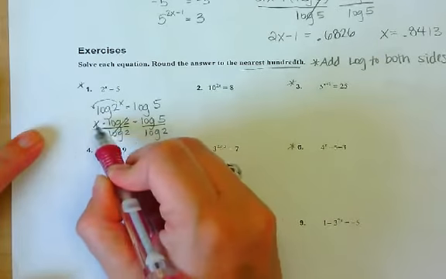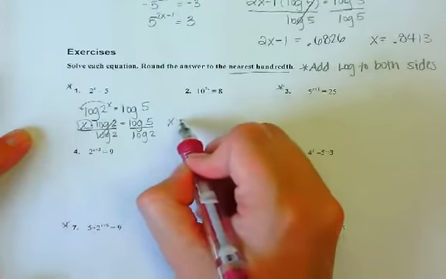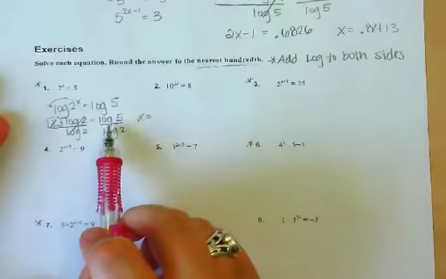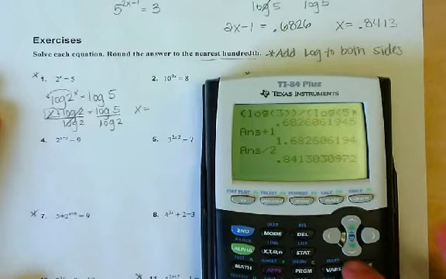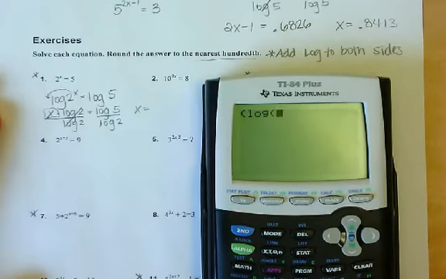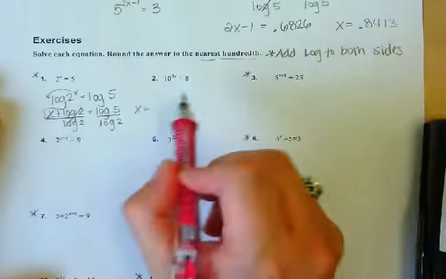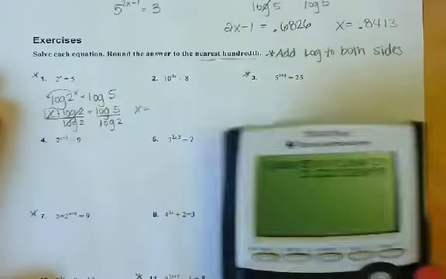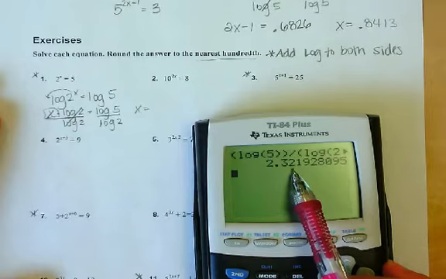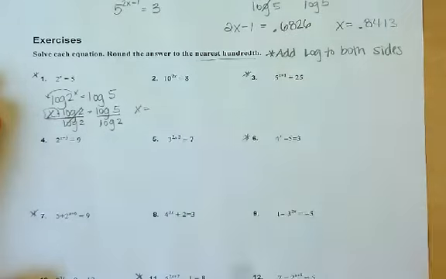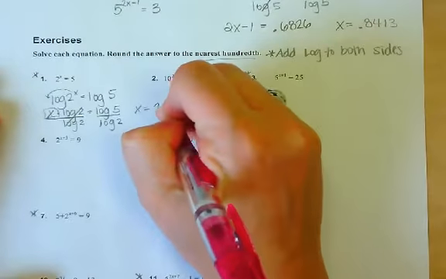Now I need to compute a value for log of 5 divided by log of 2. So in my calculator, I need to carefully put this in. I need to have parentheses first, log of 5 divided by log of 2. In my directions it says to the nearest hundredth. So here I have tenths, hundredths, so I'm rounding to 2 decimal places. 2.32 is my solution.